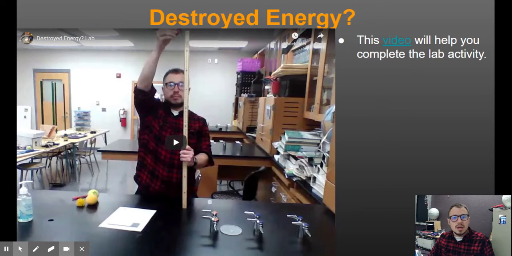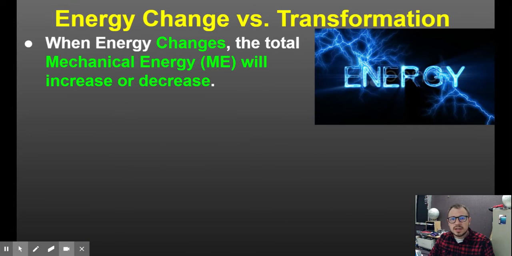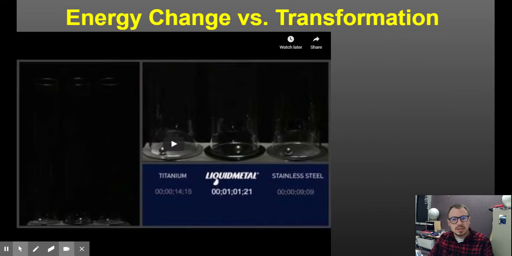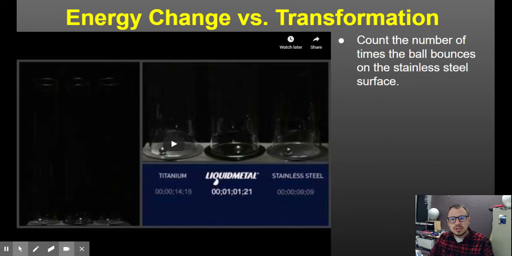We're going to start off with the destroyed energy lab. That's how we're going to start off that day. Then we're going to talk about energy change versus energy transformation. When energy changes, the total mechanical energy will increase or decrease. When energy transforms, it transforms from kinetic to potential or potential to kinetic, but the total mechanical energy does not increase or decrease.